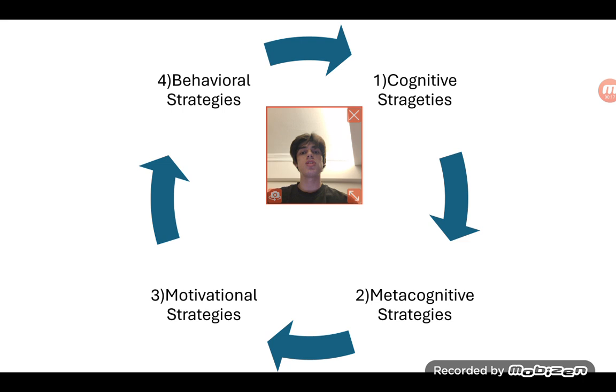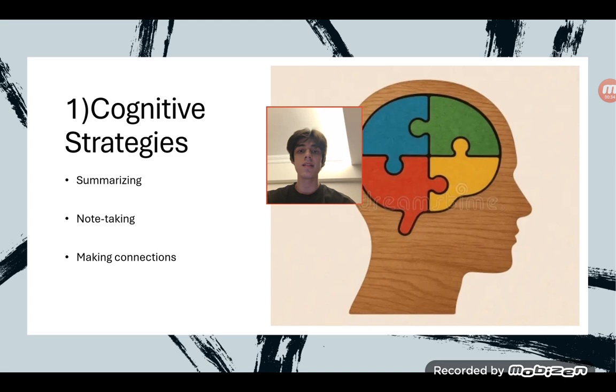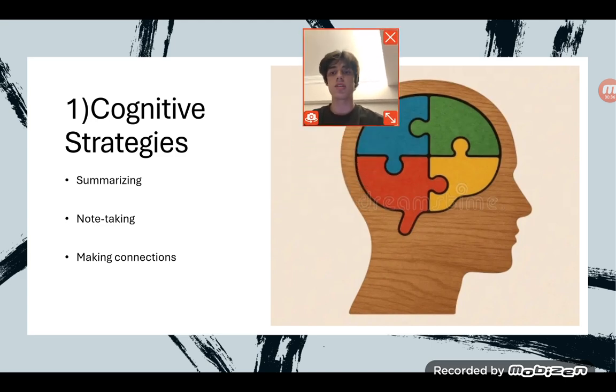Self-regulated learning strategies have four components: 1. Cognitive strategies. 2. Metacognitive strategies. 3. Motivational strategies. And 4. Behavioral strategies. I'm going to explain them in detail in the next few pages. Let's start off with cognitive strategies. This one divides into three main parts: summarizing, note-taking, and making connections.